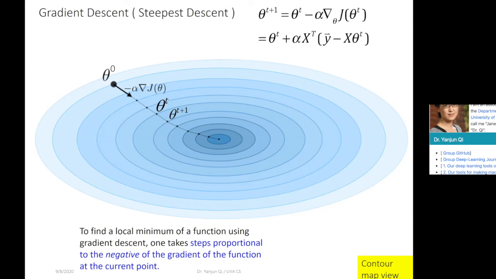So let me write it. This is theta 0, and at this step you use alpha times the gradient of J at theta_t. Every step you update using the current gradient vector direction. And this can help you find a local minimum of a function. I already talked about this.